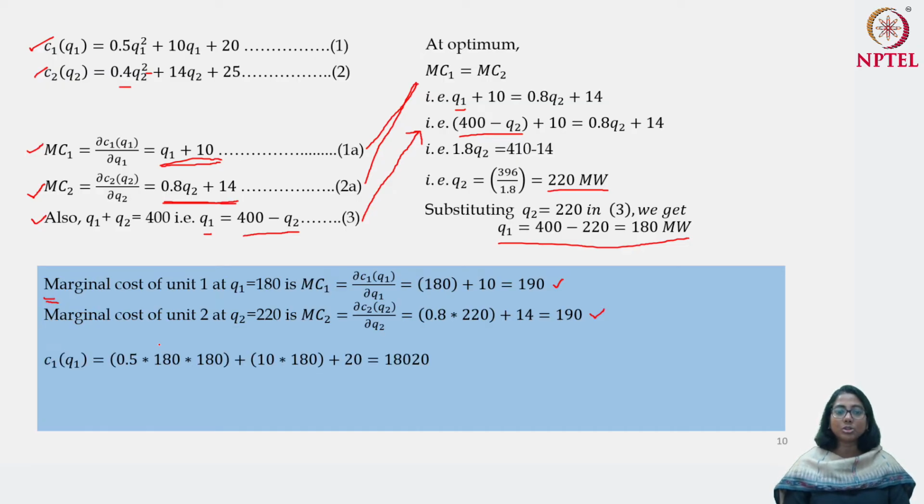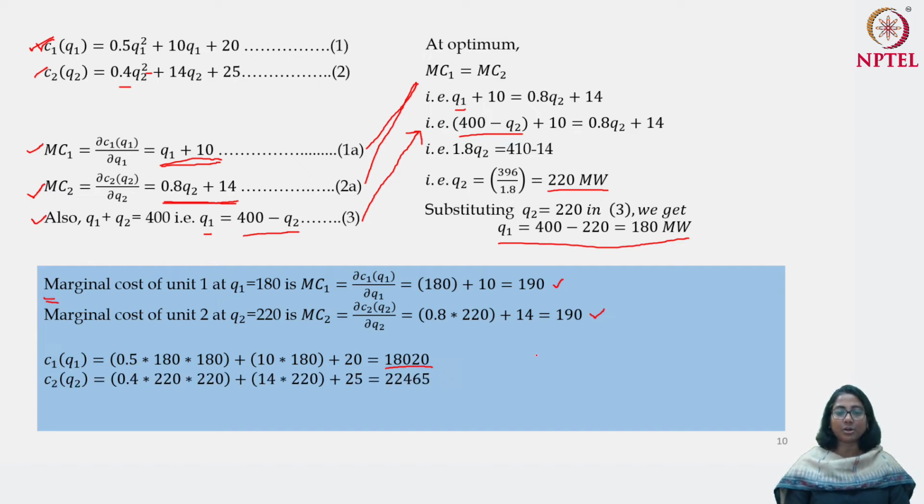The second is, let us also try to identify what is the total cost of producing this 400 megawatt. The cost that the first plant is incurring to produce 180 units of output can be derived from this C1 function. I am just plugging 180 here. So 0.5 multiplied by 180 square plus 10 multiplied by 180 plus 20. This is the total cost of production of 180 megawatt. Now see, when I am talking about the total cost of production, this also includes the fixed cost as well.